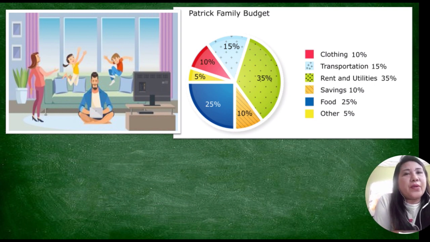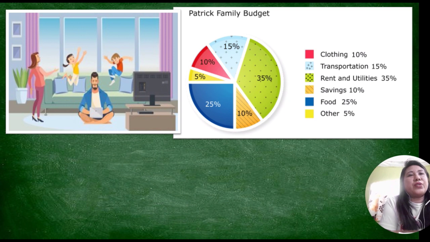Let's have here a problem. 10% for clothing, 15% for transportation, 35% for rent and utilities, 10% for savings, 25% for food, and 5% for other things.